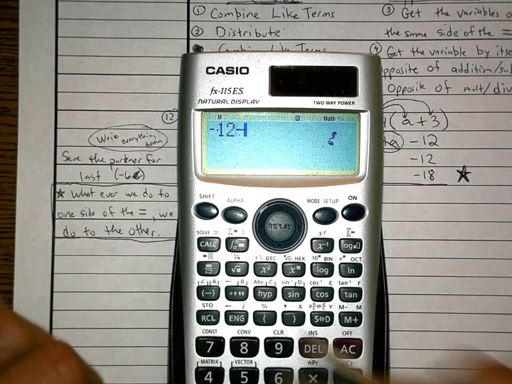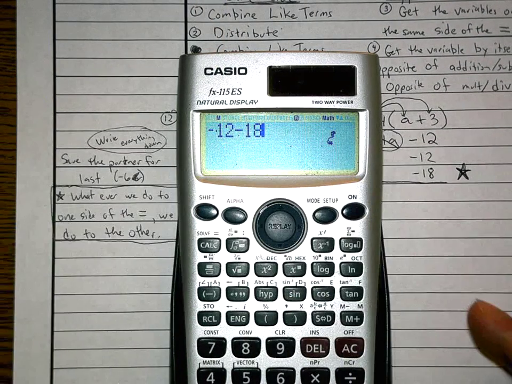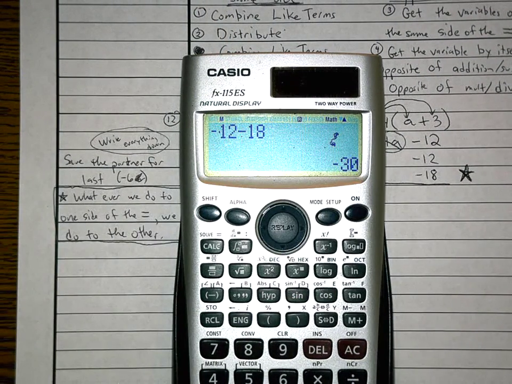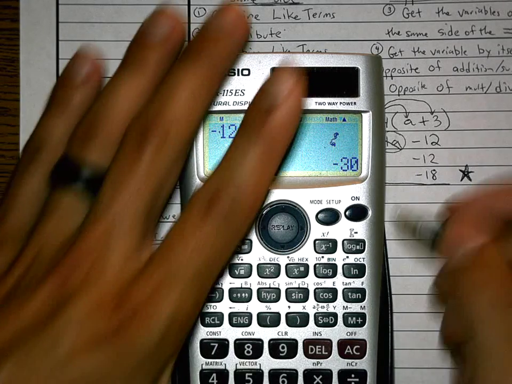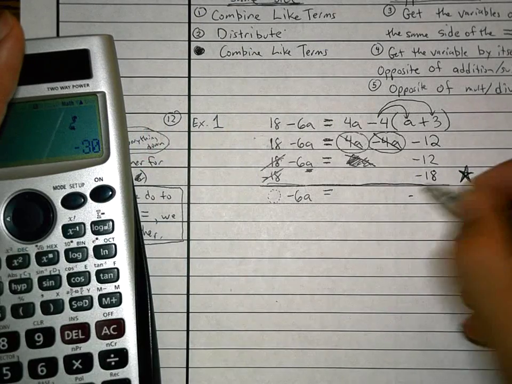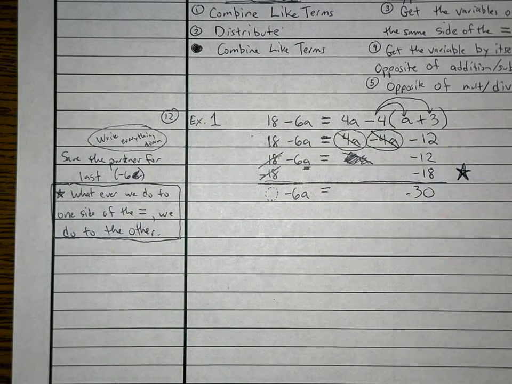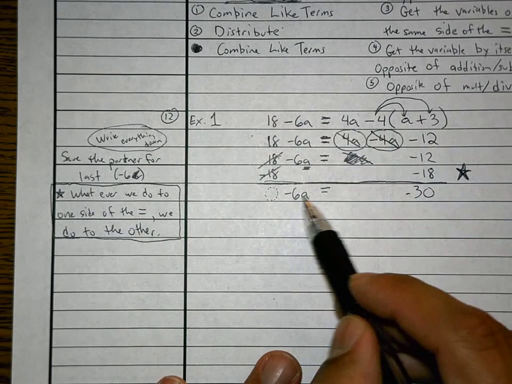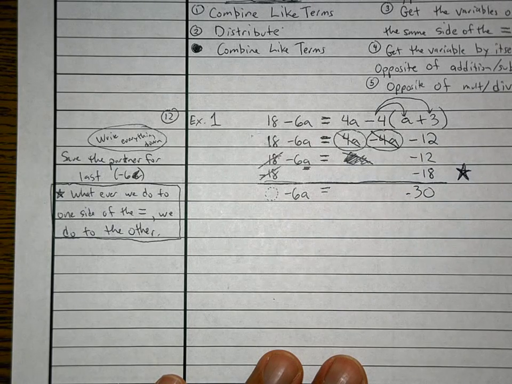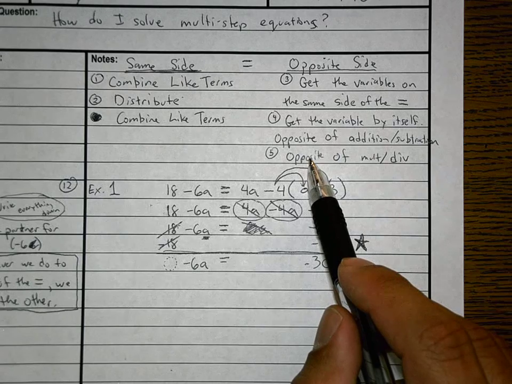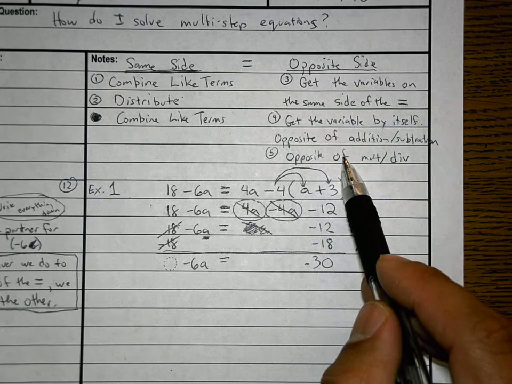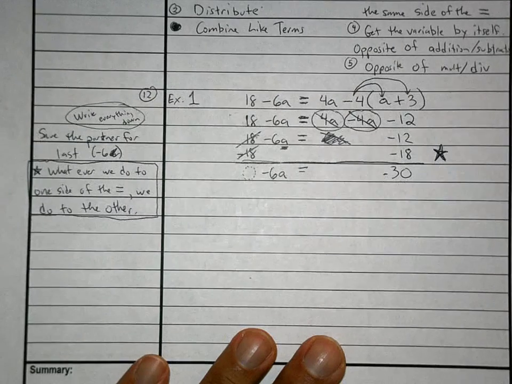Minus 18. And it knows if you're at a negative 12 and you go to the left 18 units, it will be a negative 30. And that makes negative 30 right there. Negative 6a equals negative 30. A equals negative. The last step, we do the opposite of whatever the partner is.